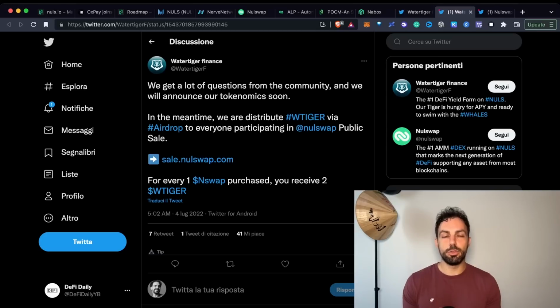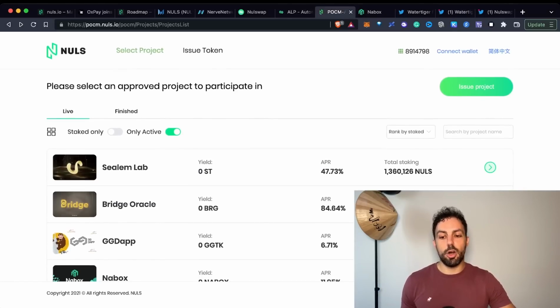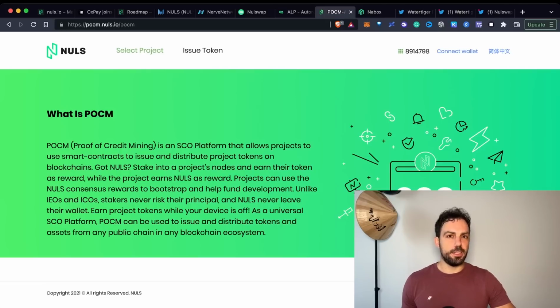On the other side, it is also because it allows you to build other applications that are just surrounding the DEX. In this case, for example, we have Watertiger Finance that is building around the DEX Nuls Swap, and will give you the opportunity to use your aNswap also on Watertiger Finance. If you want to know more about the other projects that are developing on Nuls, you can use this page here. It is part of an initiative called proof of credit mining. It's not so different from what we have seen on a launchpad like Pylon on Terra, or maybe also with the parachain auction by Polkadot. It is working in a similar way.